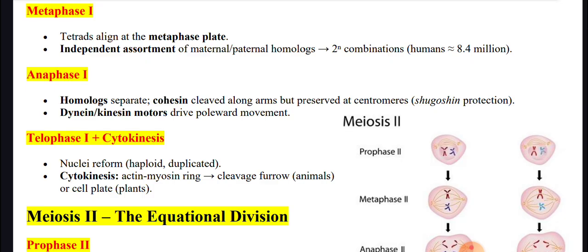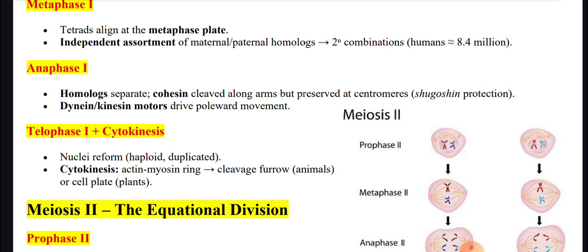Critically, not at the centromeres. The cohesin located right at the centromere, that central constriction point holding the two sister chromatids tightly together, must be protected during anaphase first. Why? What would happen if it got cut then?